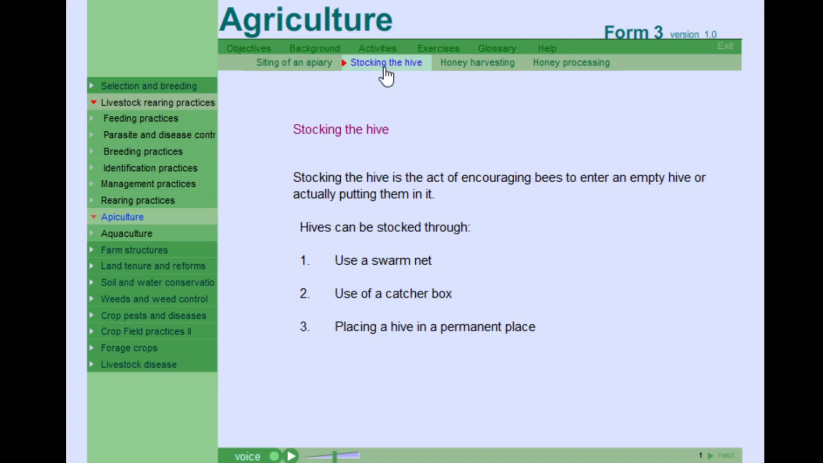Stocking the hive. Stocking the hive is the act of encouraging bees to enter an empty hive or actually putting them in it. Hives can be stocked through use of a swarm net, use of a catcher box, and placing a hive in a permanent place.